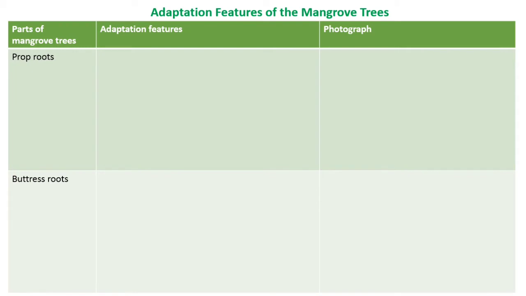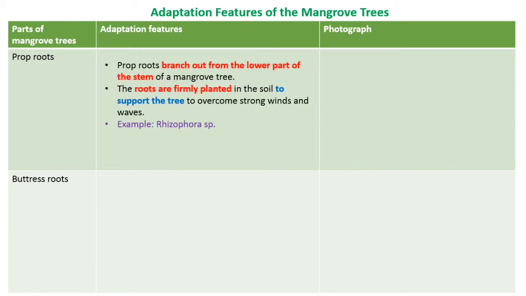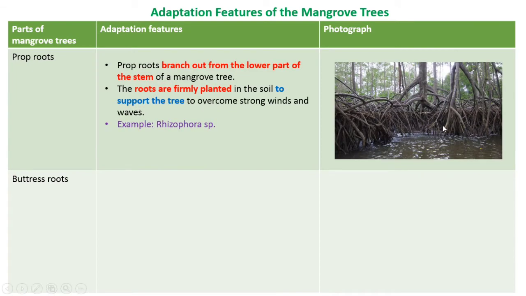Okay, another root is prop roots. So this is the picture of prop roots. Prop roots branch out from the lower parts of the stem of the mangrove tree. The roots are firmly planted in the soil to support the tree to overcome strong wind and wave. So the example of the mangrove tree that has prop roots is Rhizophora.